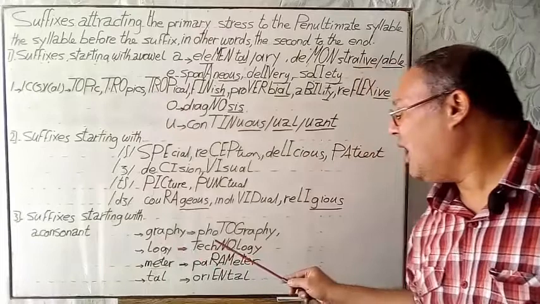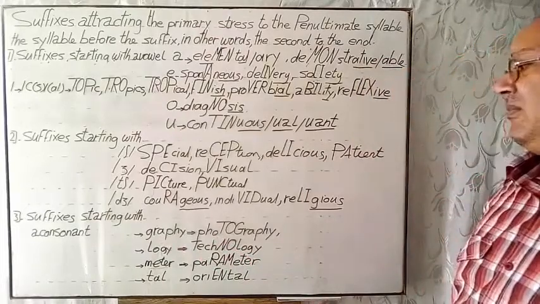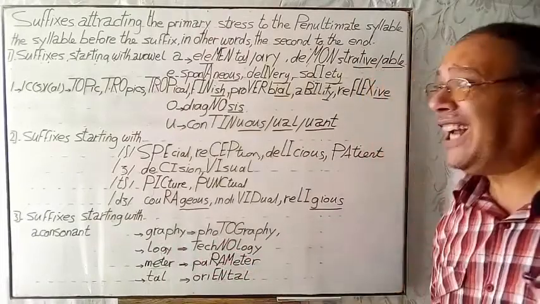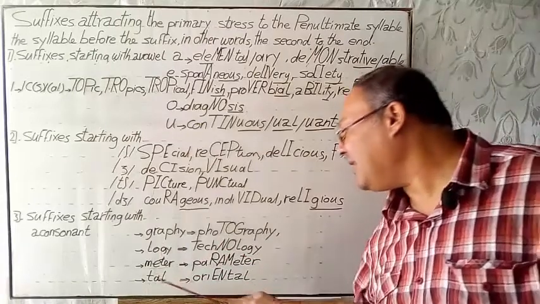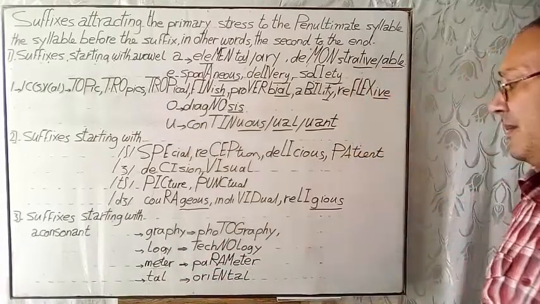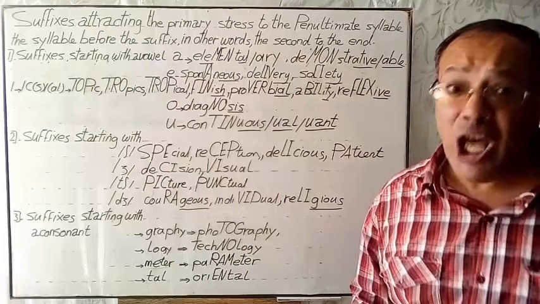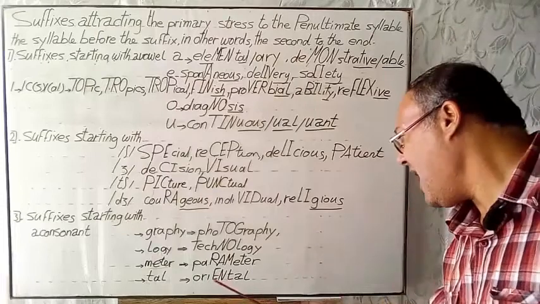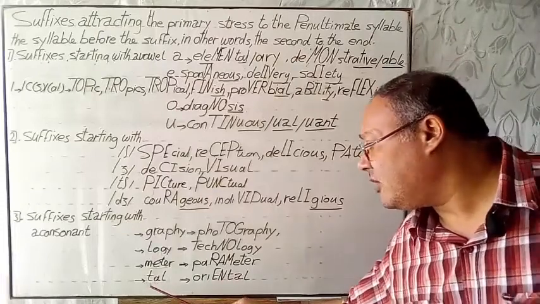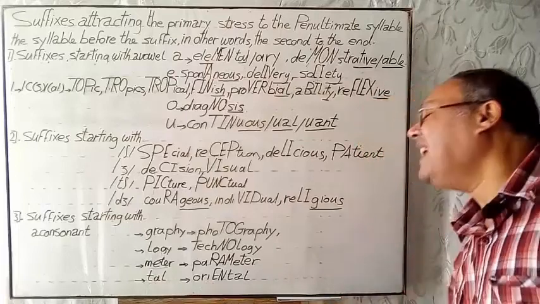Number three, suffixes starting with a consonant. Graphy, photography, logy, technology, meter, parameter, like kilometer. Tone, so oriental.